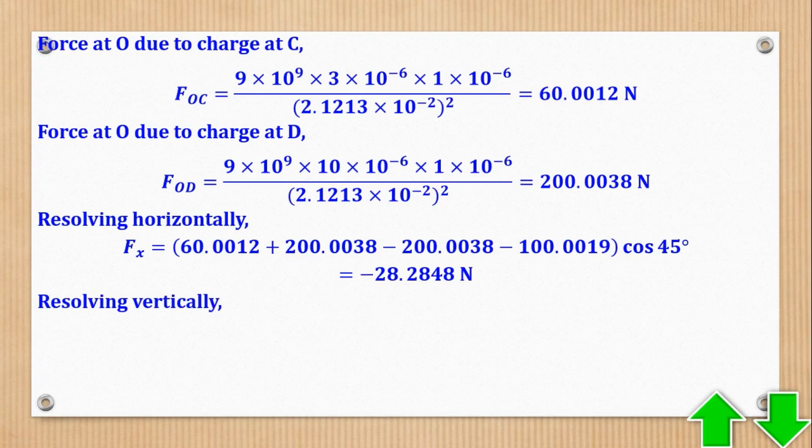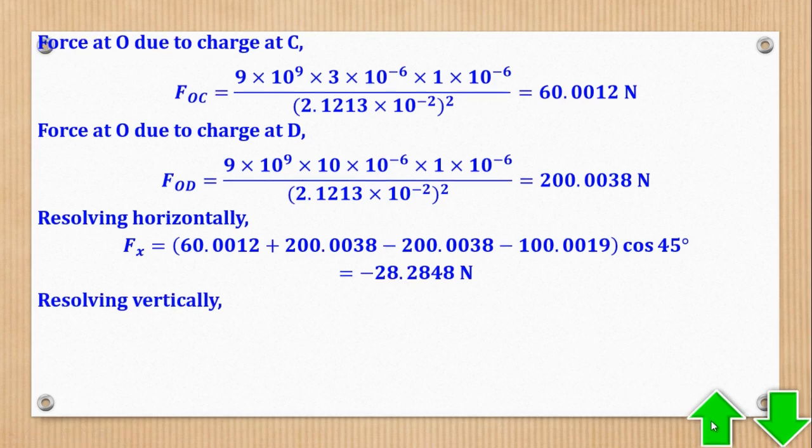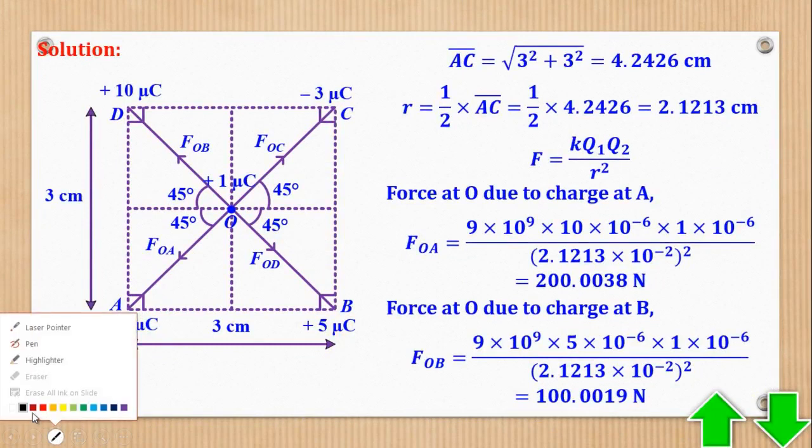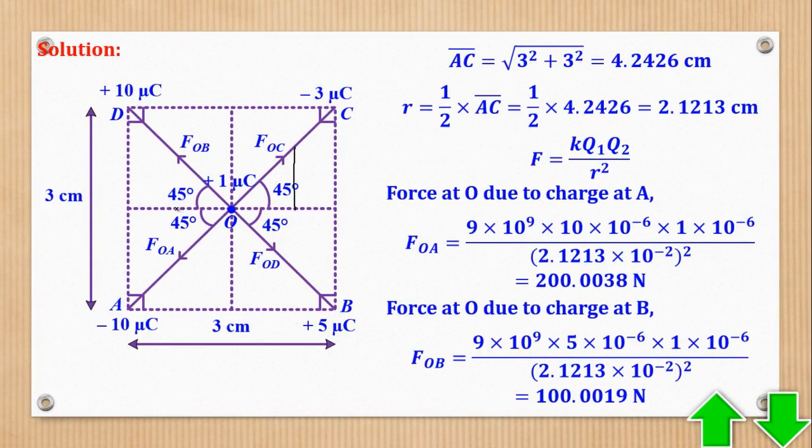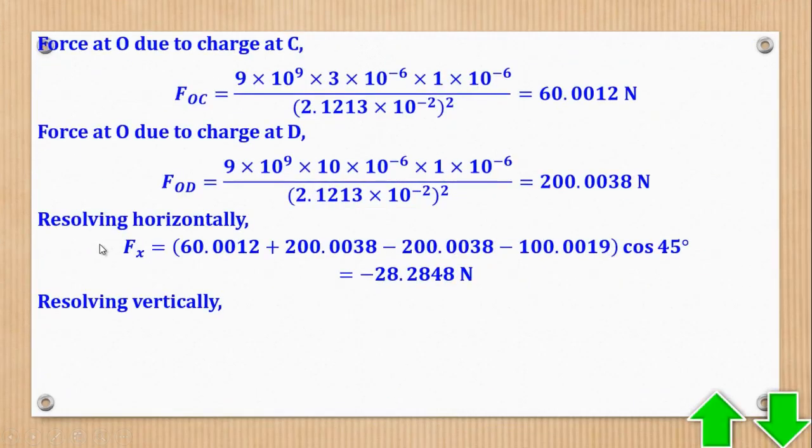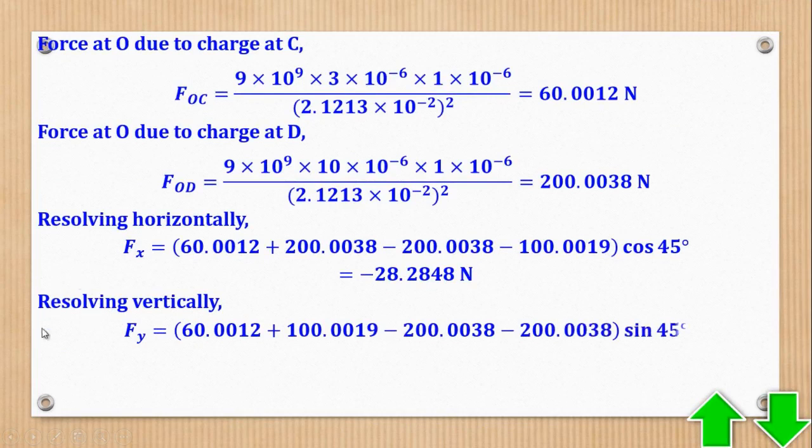Now vertically, so we shall go back to our diagram. Vertically, we have this force which is upwards, and this force which is upwards, and this is downwards, meaning these two which are upwards will be positive and these two which are downwards will be negative, and all will have sine 45. So we shall come here and say that vertically we have Fy, which is that. So the ones upwards are the ones which are positive, and the ones downwards are the ones which are negative.